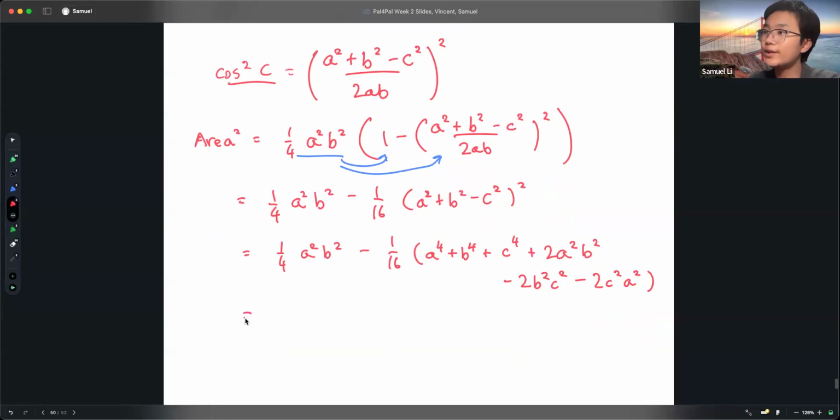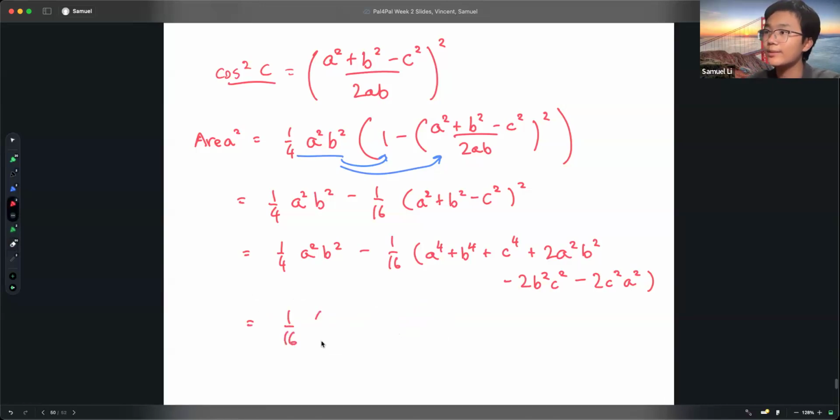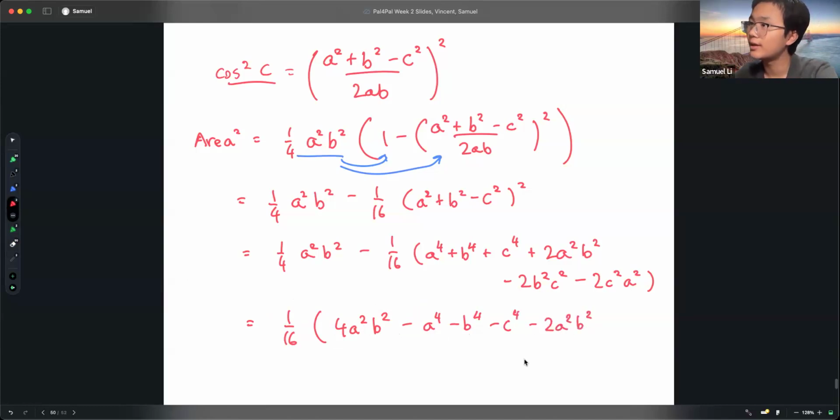And then we could continue our absolutely horrendous grind of this. So we have, you know what, I'll just isolate the 1/16. I don't want to write that a lot of times. So we get 4 times a squared b squared minus a to the 4th minus b to the 4th minus c to the 4th minus 2a squared b squared plus 2b squared c squared plus 2c squared a squared.